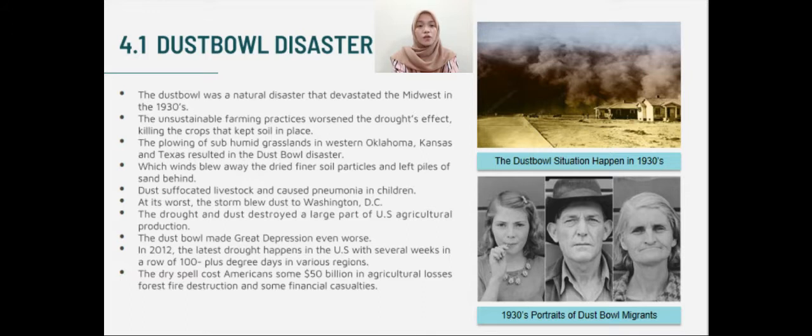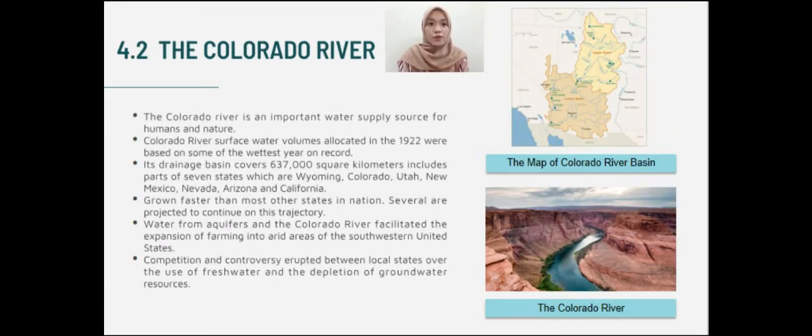The dust can cause pneumonia in children. At its worst, the storm blew dust to Washington and destroyed a large part of United States agricultural production. The latest drought in the United States was in 2012. As a result, the dry spell cost America some $50 billion in agricultural losses, forest fire destruction, and also some financial casualties. Next is the Colorado River.